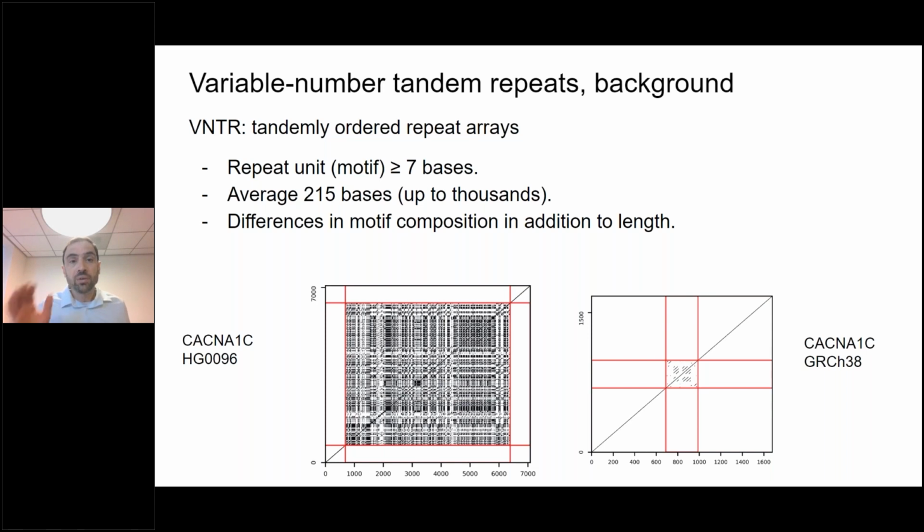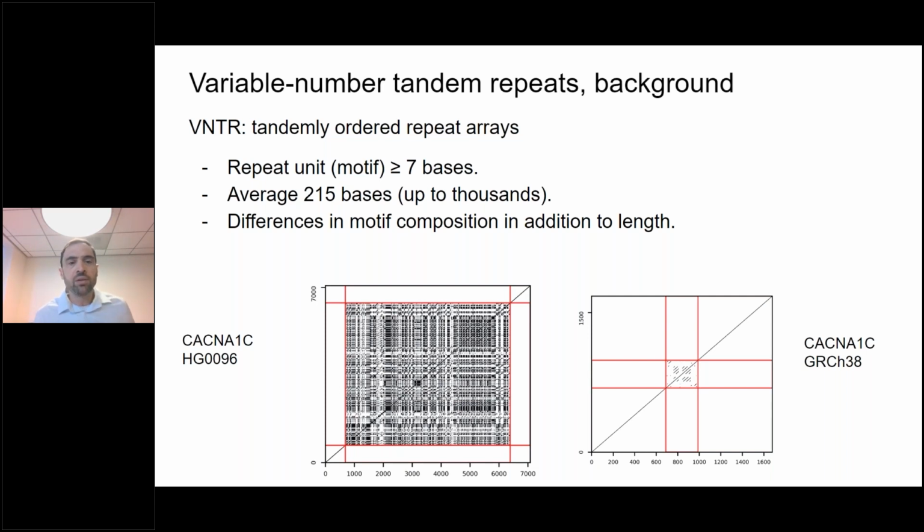They average about 215 bases. And what's interesting is they aren't perfect repetitions of motifs. They have differences in motif composition in addition to length. And interestingly, they tend to be underrepresented in the human genome.